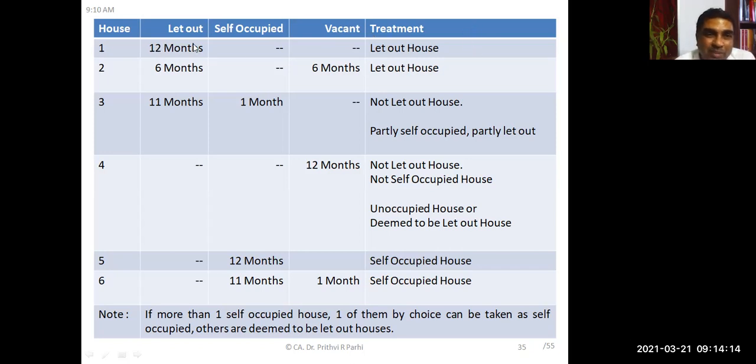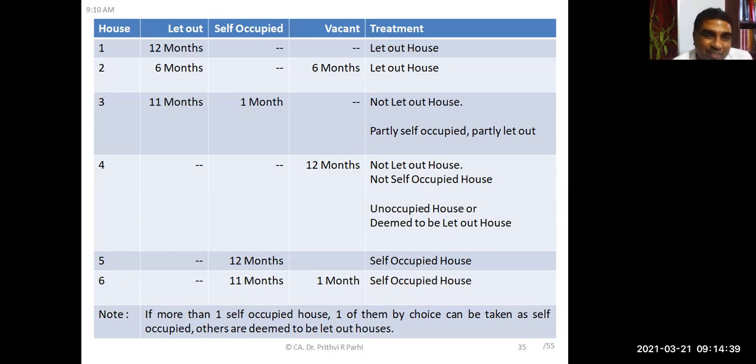Let us say it is 12 months let out. Then what kind of house is that? Let out house. No doubt about this. Entire year it is let out. But let us say 6 months let out, 6 months vacant. What will we treat it as? Let out house, because of the concept I told you right now. Let out plus vacant.